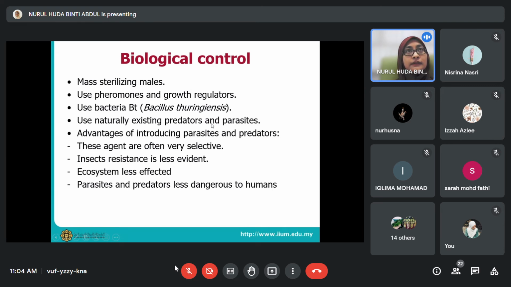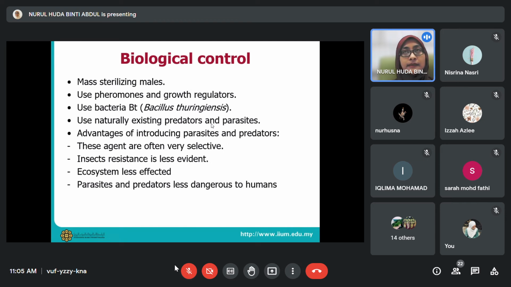Okay, this is available in the environment. There are advantages and disadvantages of using biocontrol. Okay, for advantages, of course, usually the agent or biocontrol is very selective. It means if you mass rear and then release it into the environment, it won't cause effects to other organisms because it is selective, it will only attack its target pest. And then of course insect resistance is also less evident, because the pest will not become resistant to its predator. It won't act like a chemical, okay?